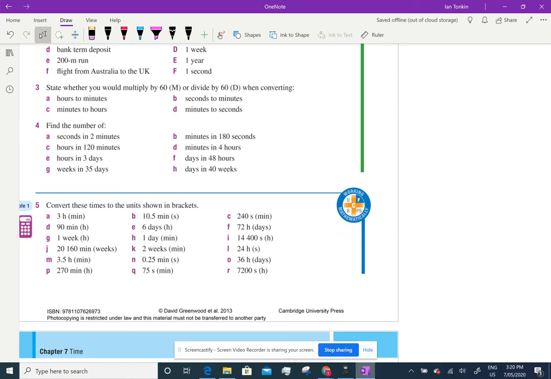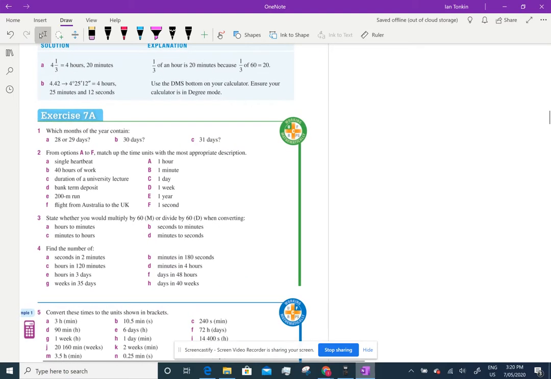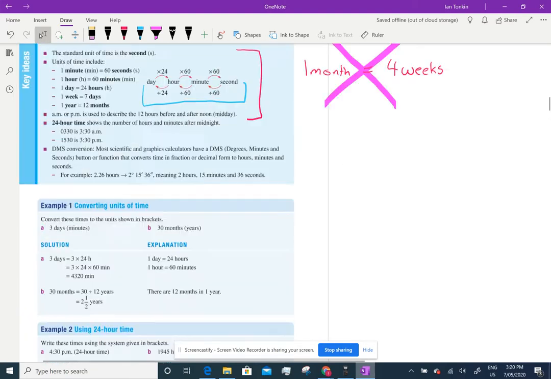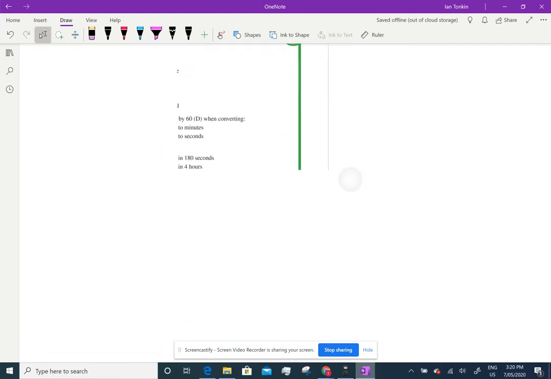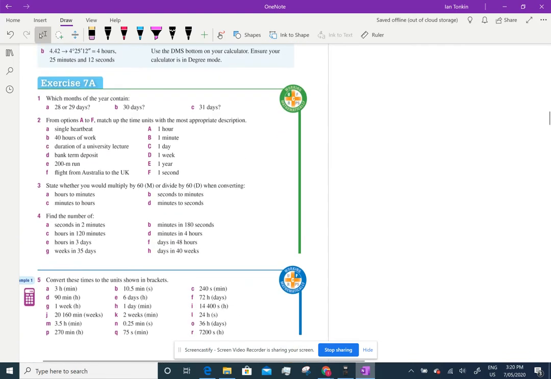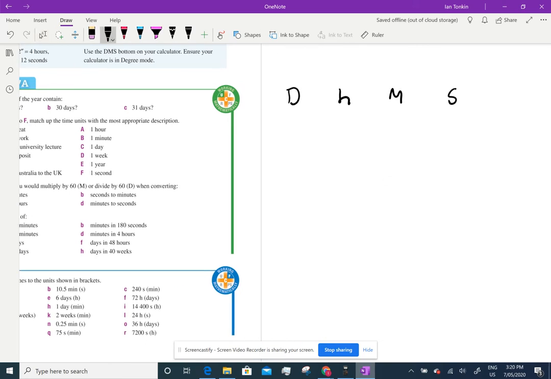So now you're back, we're going to start doing some conversions mathematically. And remember I said we want that little spiel that they wrote up there down here. I'm going to write it here. So days to hours to minutes to seconds.